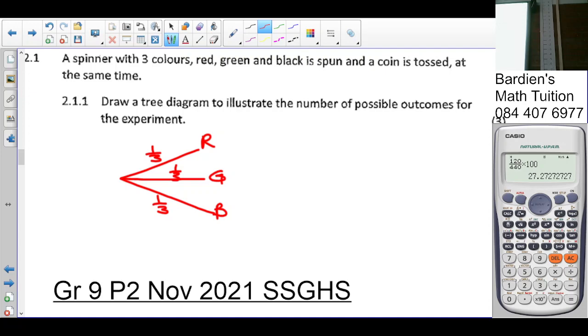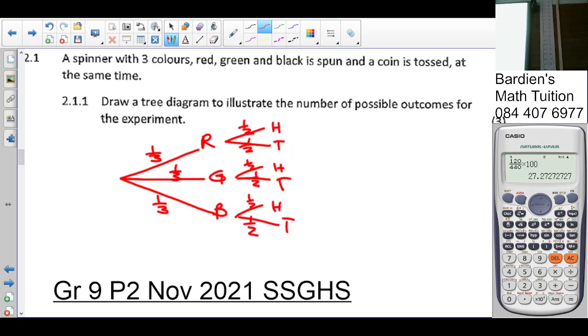You see, it didn't ask you for the probability on the branches, so they won't penalize you. But make it a habit, because that's not normally how we do. People, what is the outcome for the second event? If it's a red, it can either be on the coin, heads or tails. If it's green, heads or tails? Black, heads or tails? What is the probability for your heads on the second toss? 1 out of 2. Tails, 1 out of 2. And it's all 1 out of 2.